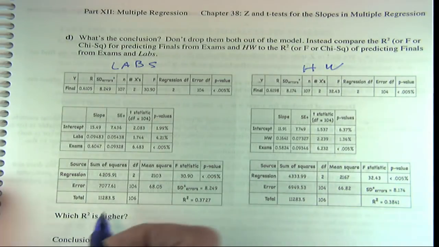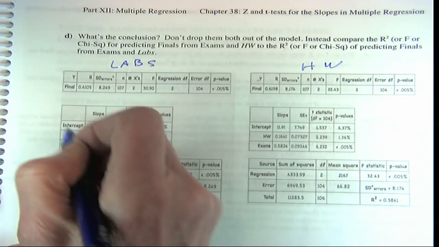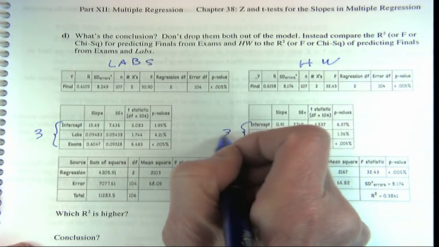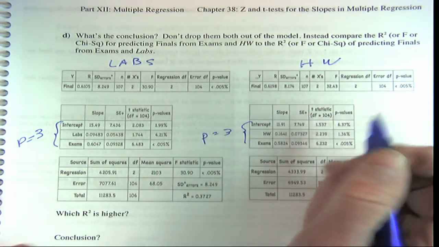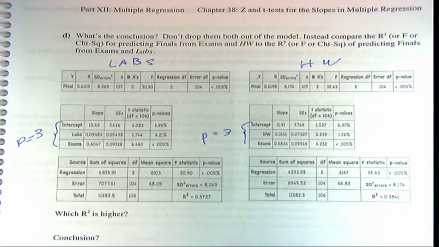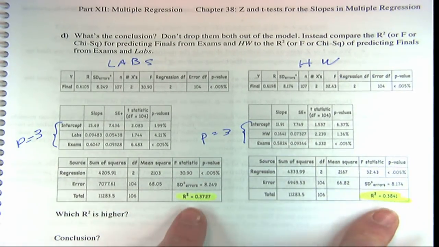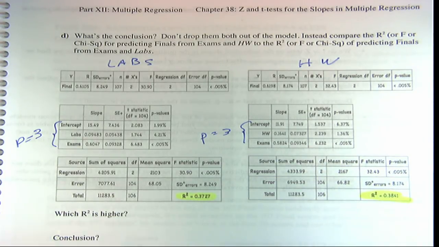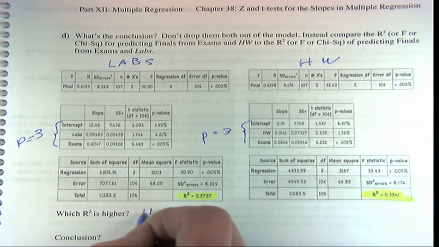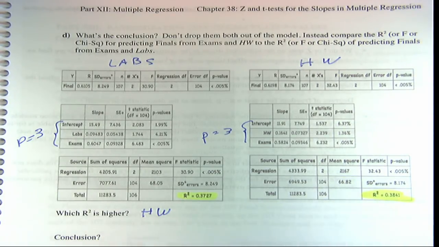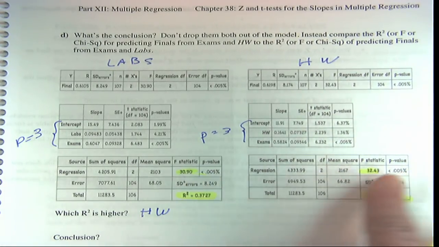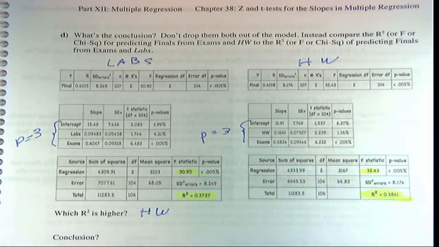All right, so now we have 3 parameters for each, right? Here's 3 and 3. So now we can compare R squared because we're comparing the same number of parameters. When we look at R squared, the one that has the better R squared is going to be the better model because they have the same number of parameters. So, which R squared is higher? Homework. Also, let's look at the F. Which F is higher? Homework, right? So conclusion: homework model is better.